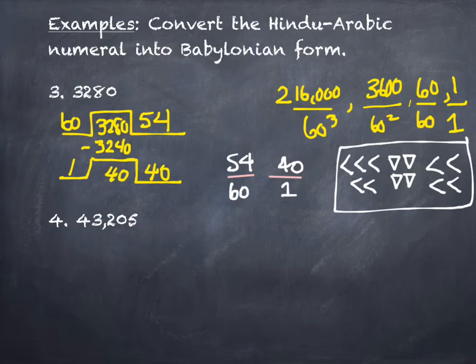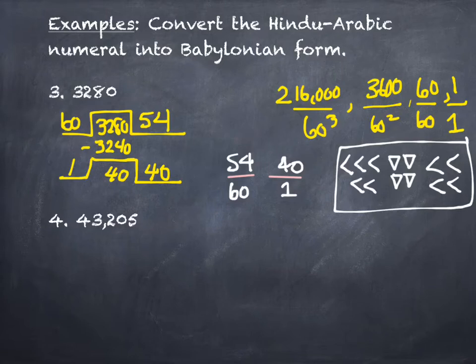54 and then 40 within the base 60 system would be the number 3280. All good? Okay. Let's try the next one. The next one, I need to divide by something bigger than 60 to start with. How come?